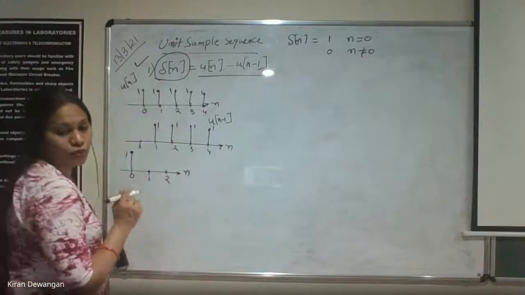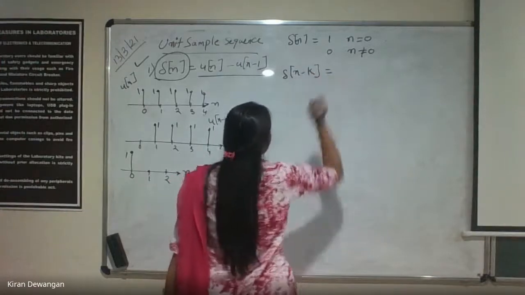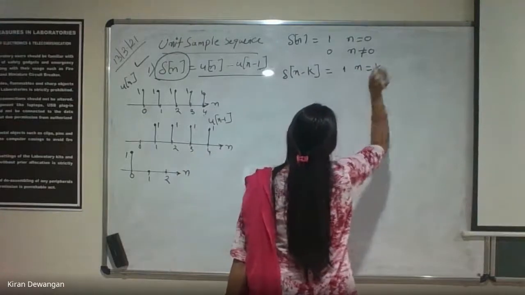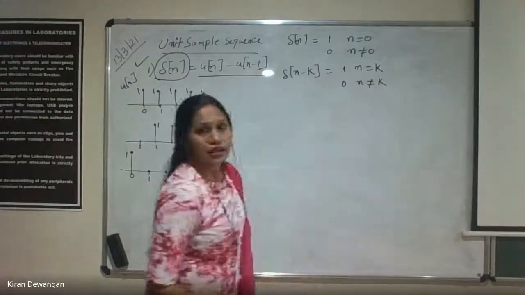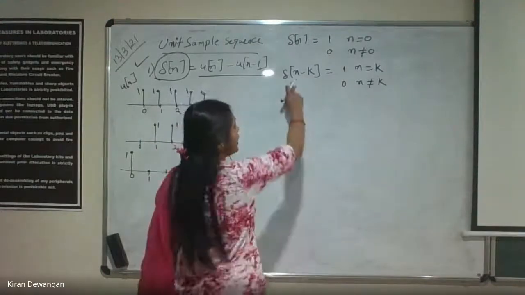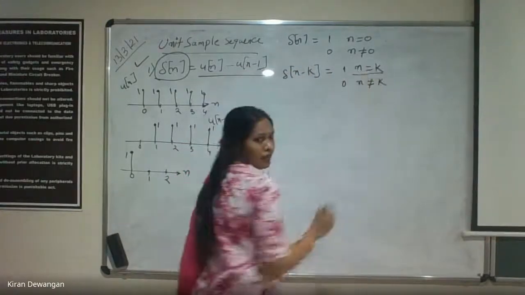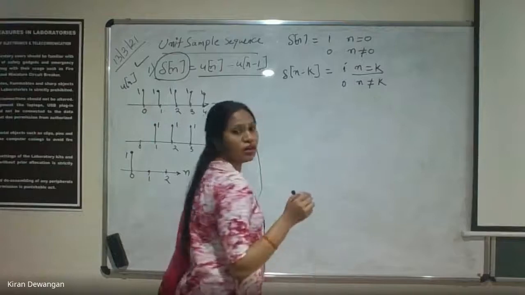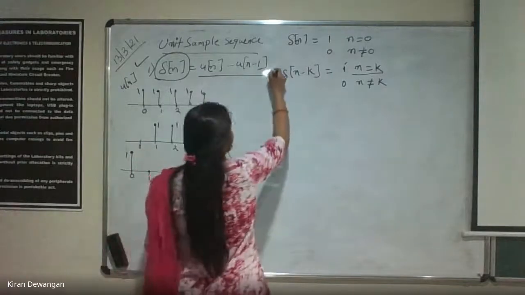Now coming to the second property, del of n minus k. It will have the value 1 at n equals k, and it will have the value 0 when n is not equal to k. So del of n minus k is shifted to the value k. It exists only at n equals k, and the value is 1, and it has no value at all for the rest of the values of n. Clear? This is the second property.